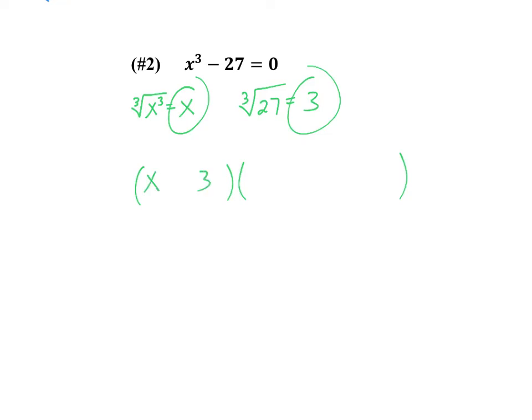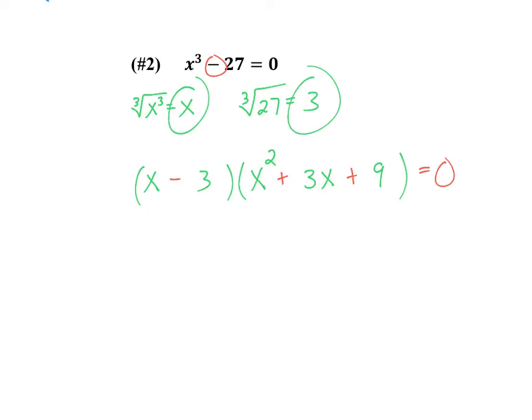In the second parenthesis, you take x and you square it. The middle part is 3 times x, and the last part is 3 squared, which is 9. And the symbols are going to be the same, so a minus sign, the opposite, and a plus. Okay, and these are equal to 0.